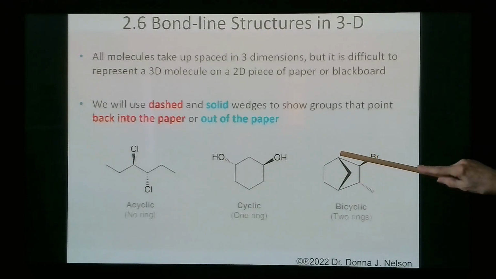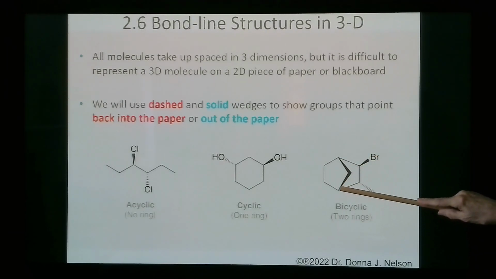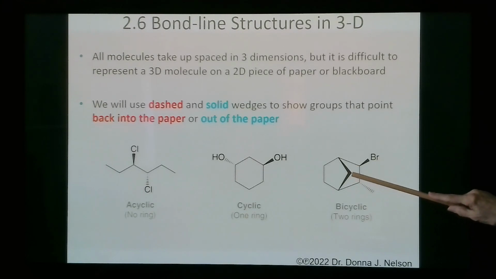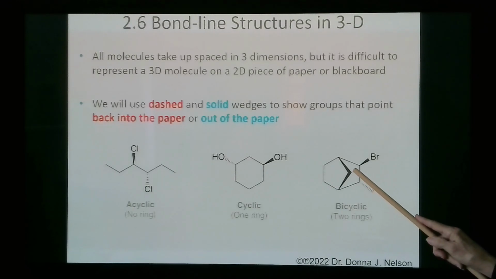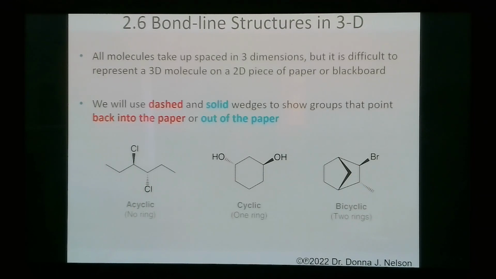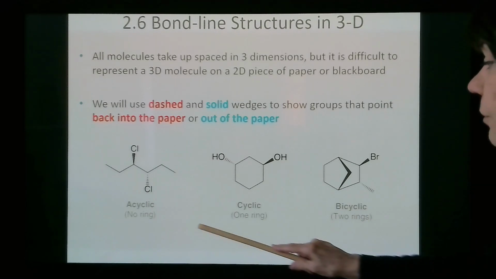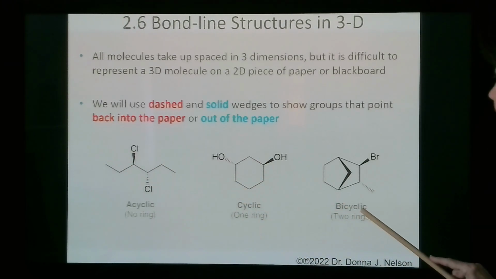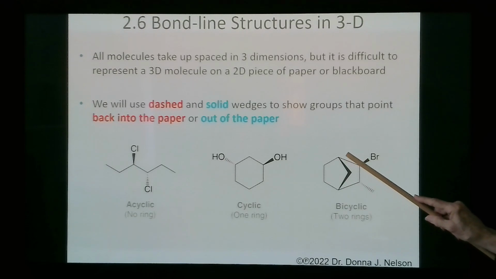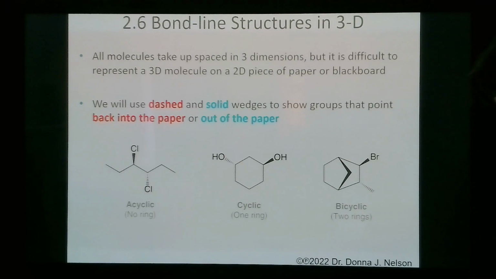See how it's coming out and then coming down? And so there's an angle here. So this is CH2, a methylene group, a CH2 group that is coming out of the screen toward you. So this is acyclic, it has no ring. This is cyclic, it has one ring. Bicyclic, it has two rings.